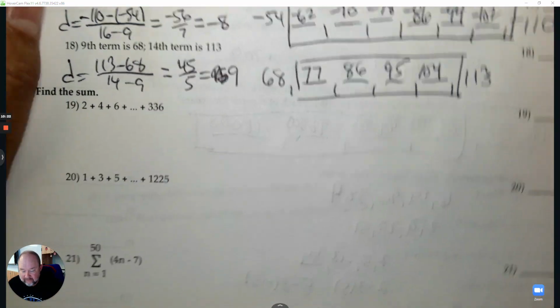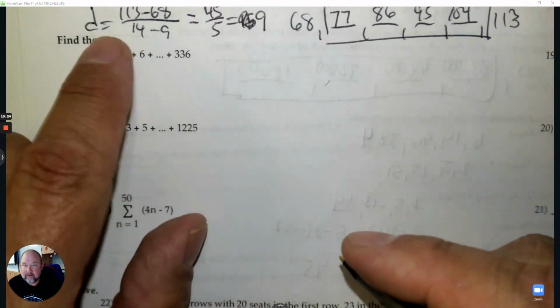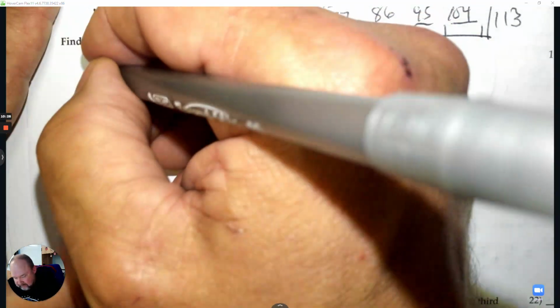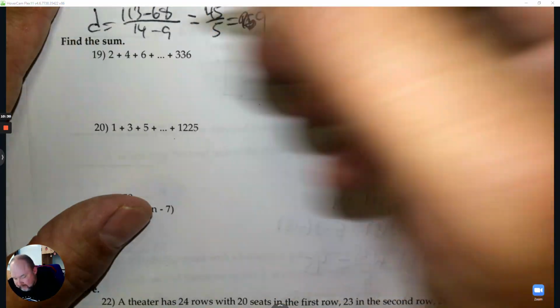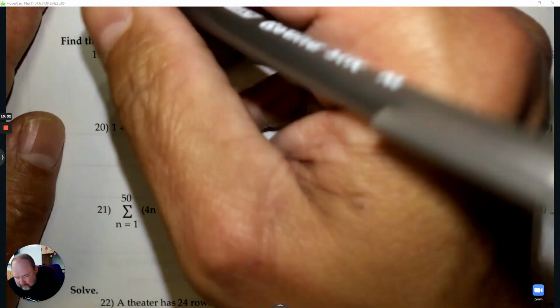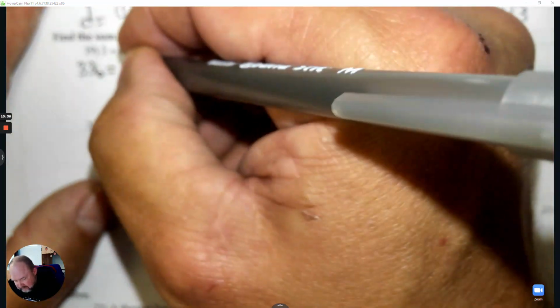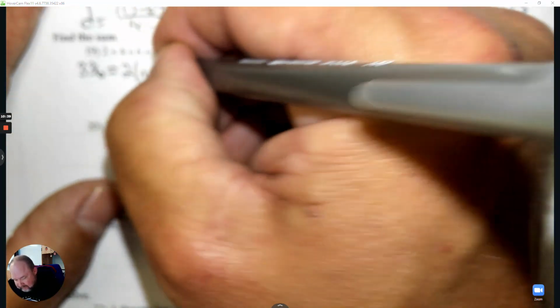All right, we're just asked to find the sum. So we need to recognize, is it arithmetic or geometric? So we're adding 2 every time. So I need to know how many terms there are. I don't know how many terms there are, so we're going to do that first. So we're going to do a sequence, d(n minus 1) plus 2, and make it equal to 336 and then solve it.